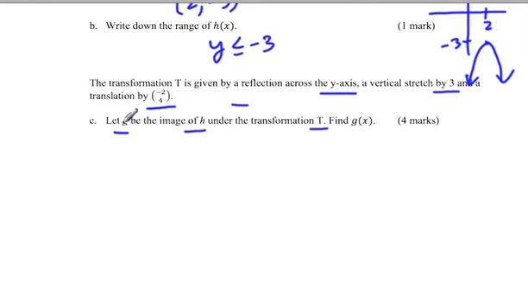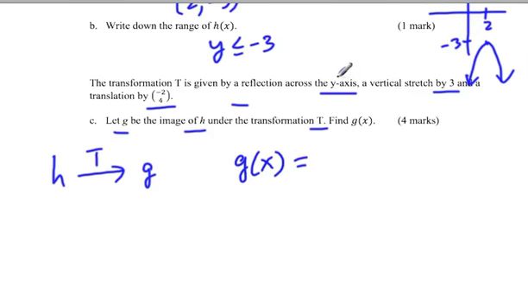What it's saying is let G be the image of H under transformation T. That means we're starting from H, we end up in G, and we get there through this transformation T. We reflect it across the y-axis, we stretch it vertically by 3, then we translate, and that's how we end up with G. So there must be a way that we can express G in terms of H. How do we write G in terms of H?